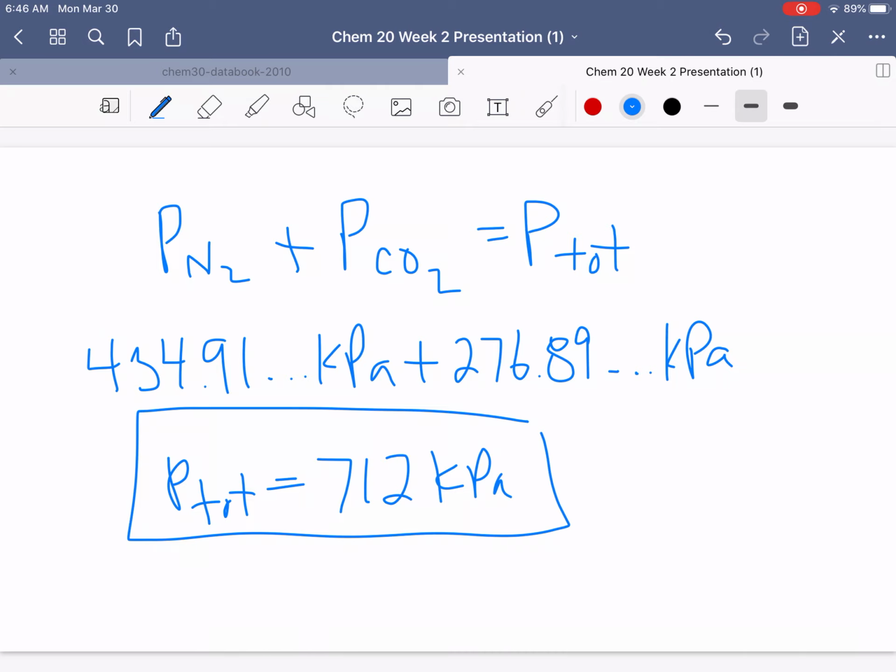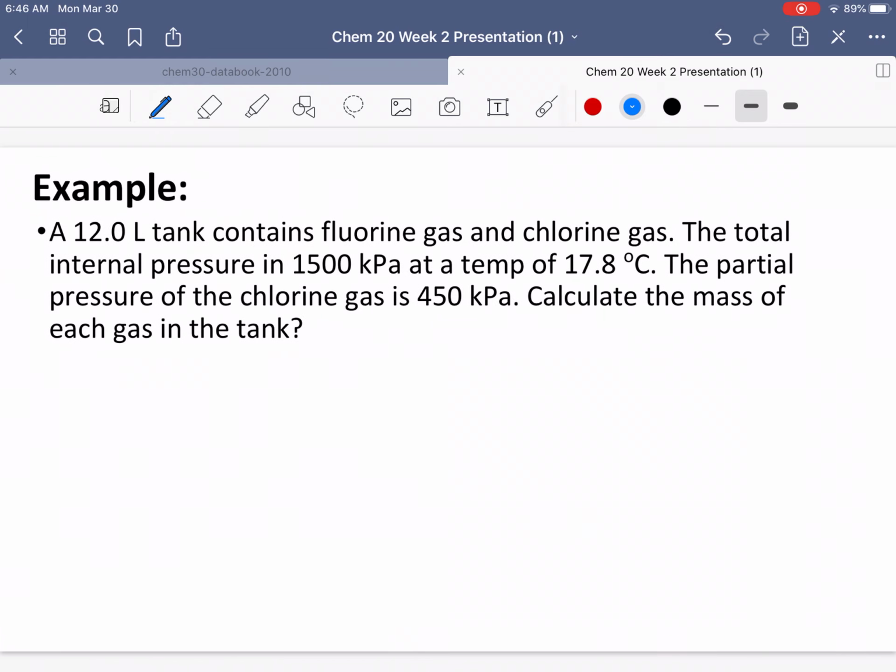Okay, let's look at the next example. I'm not going to work this one out in full, but I'll give you enough information to be able to go through it. Now, huge hints again that are there. Contains fluorine gas and chlorine gas. As long as you notice that there are two different pressures there, you are definitely going to be aware that they are going to come together to make a total pressure.